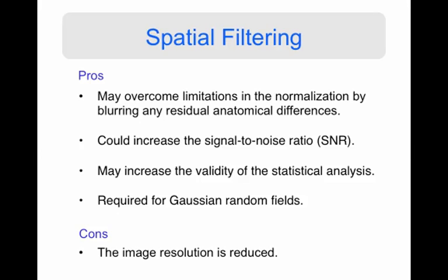Well, what are the cons with performing spatial filtering? Well, the obvious one is that the image resolution is reduced. So instead of having very, very small voxels, we kind of increase the effective voxel size in the image.